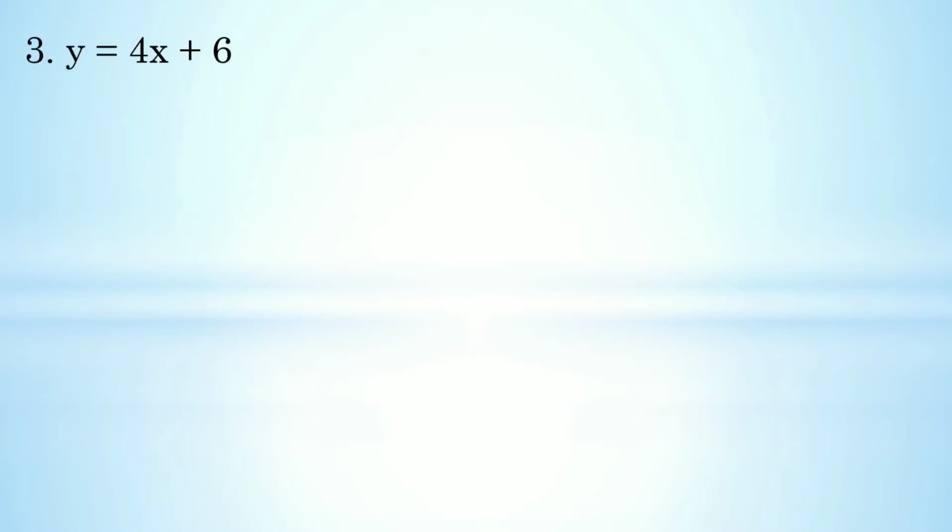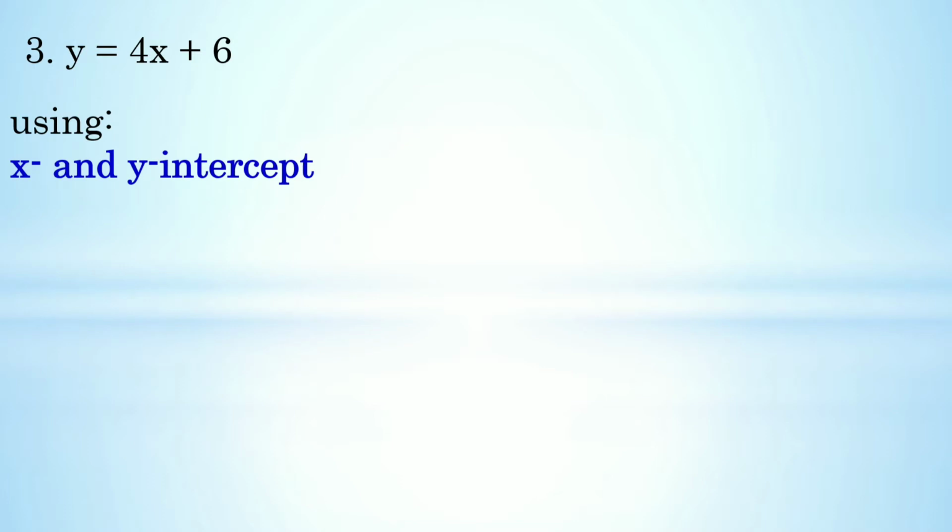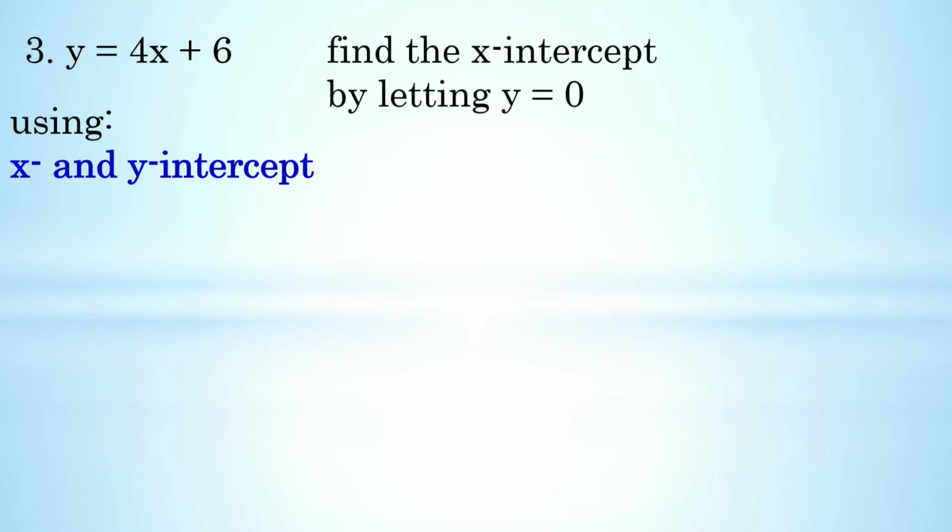Okay, so let's have number 3, y equals 4x plus 6. So, using x and y intercept. So last time, naituro ko na sa inyo na kapag gumamit tayo ng x and y intercept, kailangan nating i-let si y as 0 to find x-intercept. And then si x is equal to 0 to find the y-intercept. So, find the x-intercept by letting y equal 0. So, y equals 4x plus 6. So, palitan natin si y ng 0.